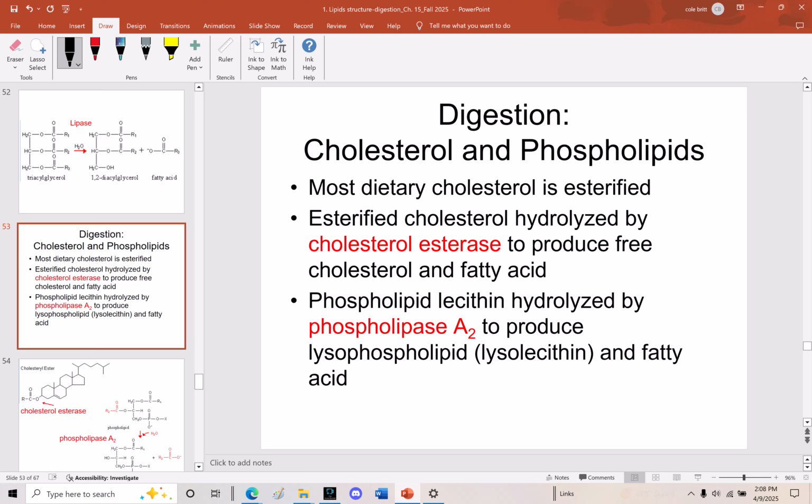So basically, when you take a large fat droplet and you emulsify it, think of salad dressing if you shake it up. The short way of thinking is you take a large fat droplet, and it's surrounded by phospholipids, with the fat inside the middle. We'll see pictures of it.